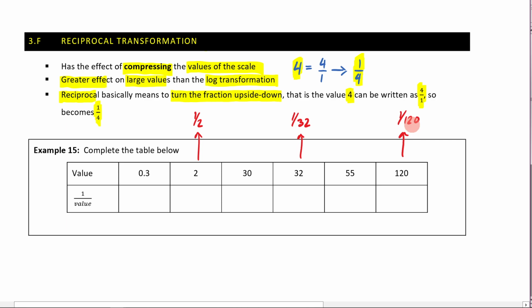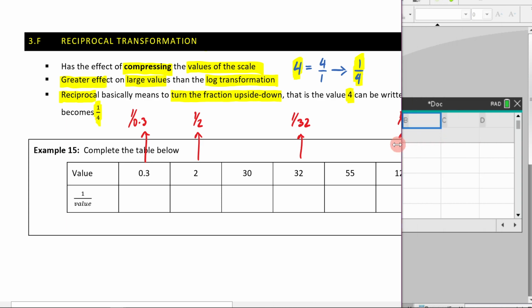Now, hopefully you can immediately see that the bigger the number, the bigger the effect it's going to have. 120 all the way down to 1 on 120 is a big shift. It's far, far smaller than 120. Now, interestingly, we have 0.3 here. If I go 1 divided by 0.3, it turns into a bigger number, because how many times does 0.3 go into 1? Well, it goes in 3 times with a bit left over. So this actually means that for this small value, it's become bigger, which is very interesting. And we're going to see more of this as we come to our CAS and we do this for ourselves.